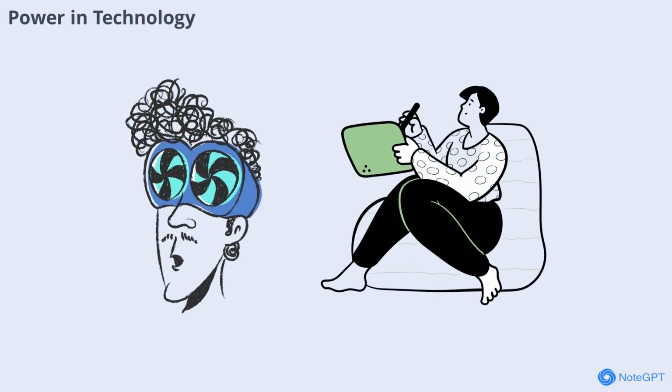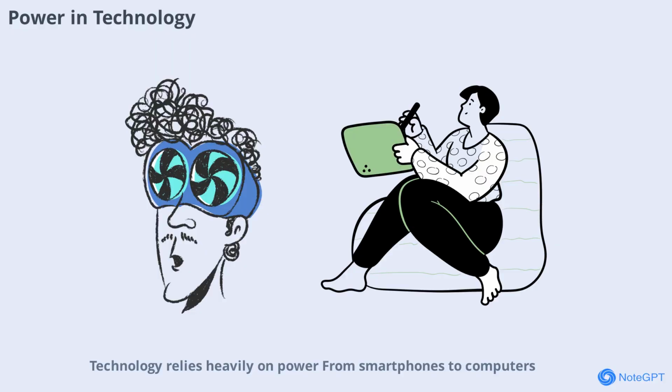Technology relies heavily on power. From smartphones to computers, the power rating tells us how fast devices can process information or perform tasks. Higher power often means faster performance, but it can also mean more energy consumption. Balancing power and efficiency is a key challenge in tech design.